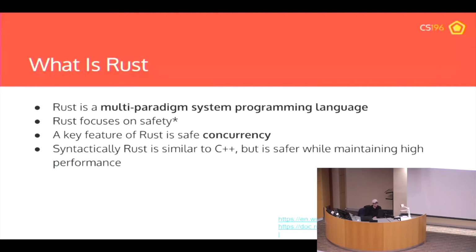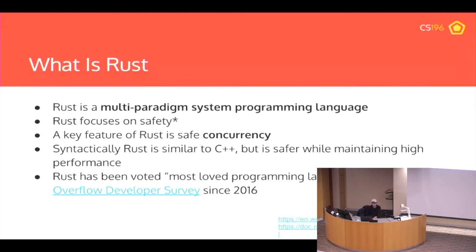And syntactically, Rust is similar to C++, but it's safer while maintaining high performance. So if you've ever written in C++ or similar to Java, you'll see a lot of features like that in Rust, but it's safer. So you won't have to worry about memory errors and things like that as much. And Rust has been voted the most loved programming language in the Stack Overflow Developer Survey since 2016. So we're not teaching you a totally random language. Rust is used a lot, and I'm going to talk about that in a sec.